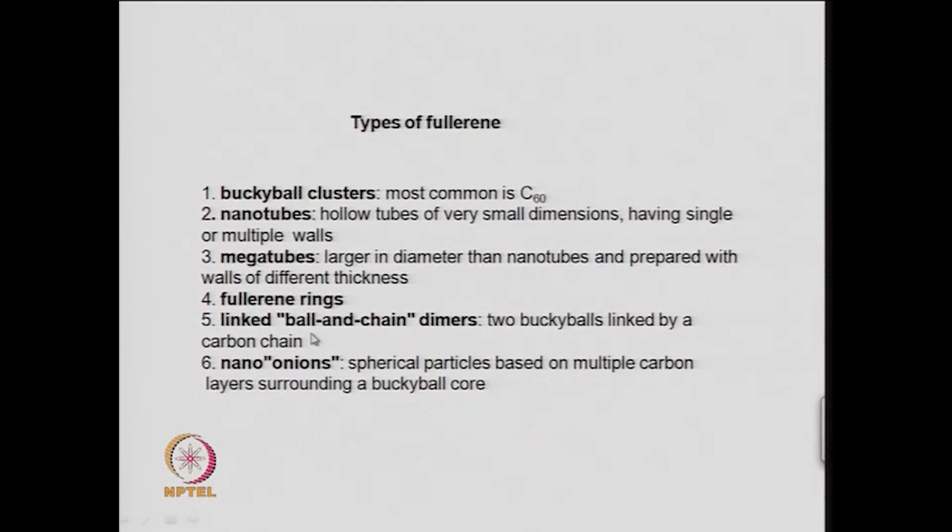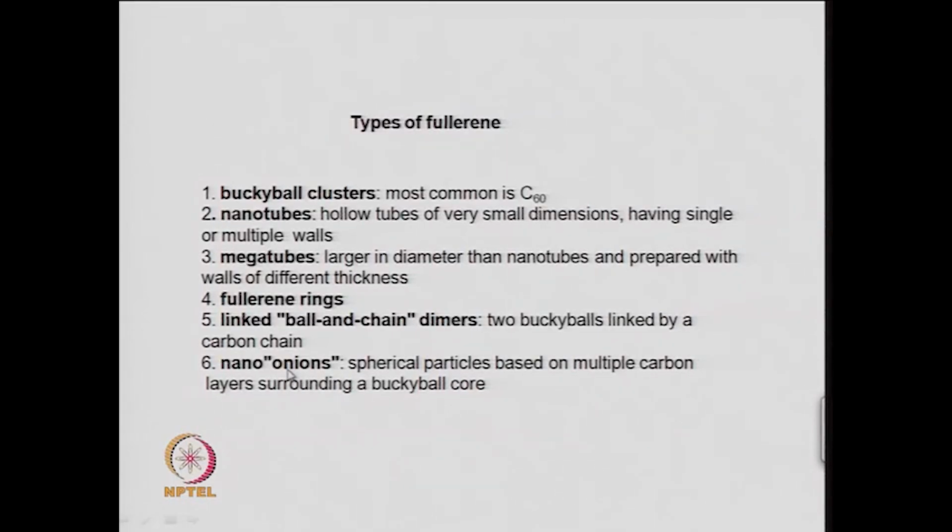You can also have fullerenes which are linked by carbon chains. So, those are called ball and chain kind of dimers. So, two buckyballs or two C60 molecules which are linked by a carbon chain will then be called a ball and chain dimer. You can have two buckyballs which are connected to each other to form fullerene rings.